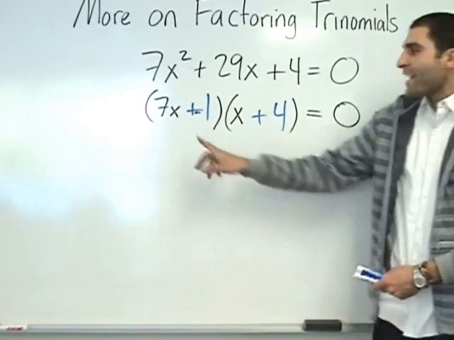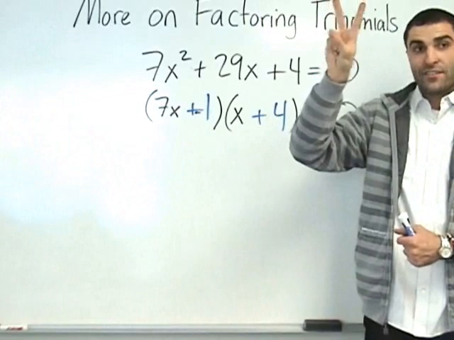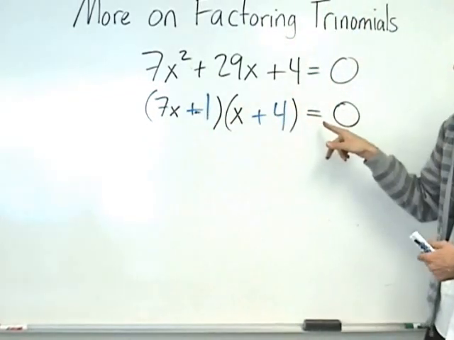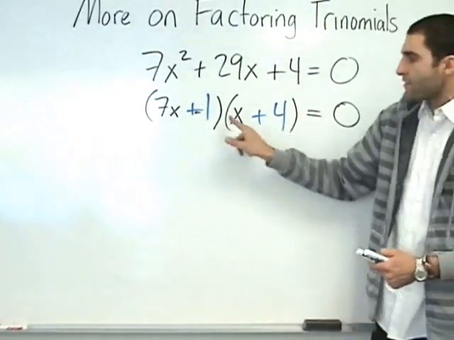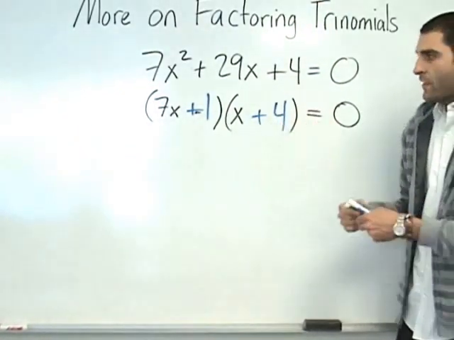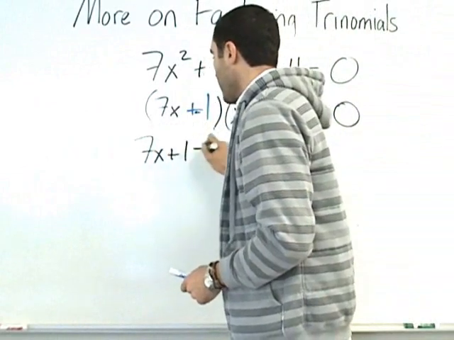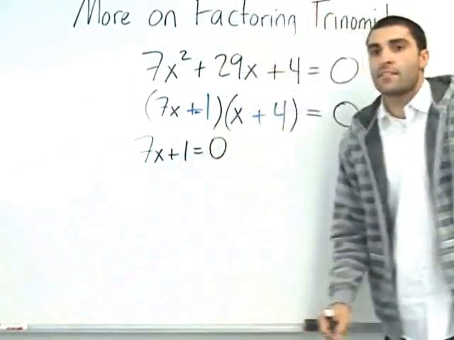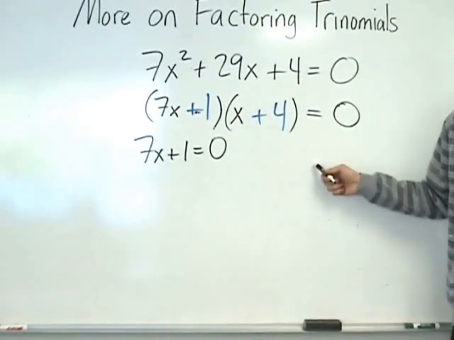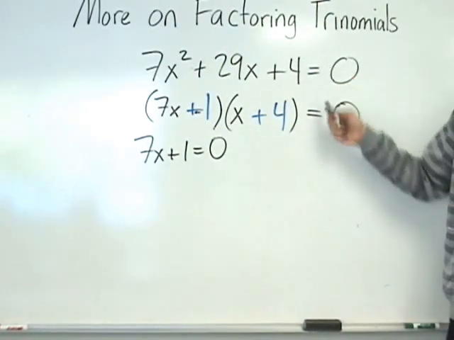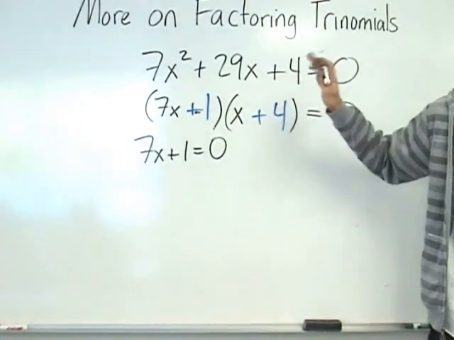Okay, how many factors are here? 2 factors. So with 2 factors, you set each to 0 to solve, because anything times 0 is 0. So we're going to set the first factor to 0, which is 7x plus 1. Wait, I have a question. Yes, question. That's not the answer? No, the answer is solve for x. We have an equals. We need to solve for x. Okay. This is factored, but we're not done. Solve.